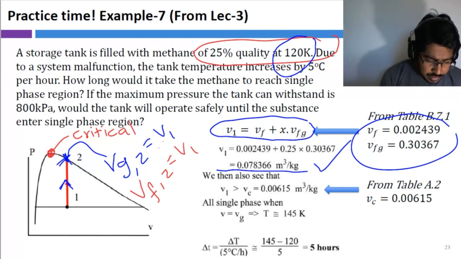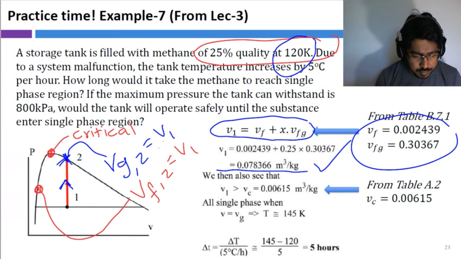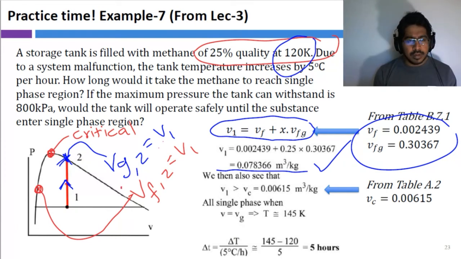So if it was referring to this line, we should be using this relationship, right? The second relationship in red. And if it was to the right, we should be using the one in blue. Do we all agree with that?